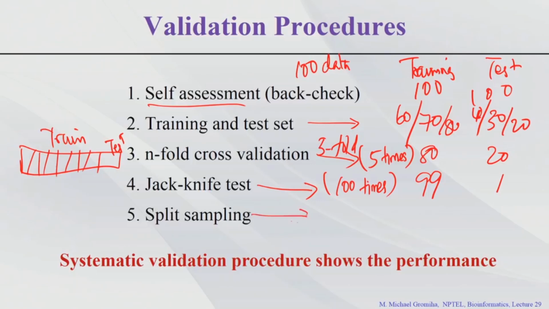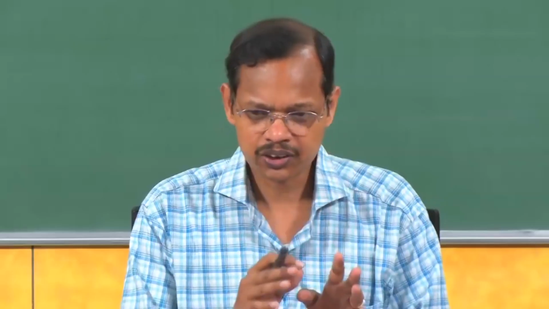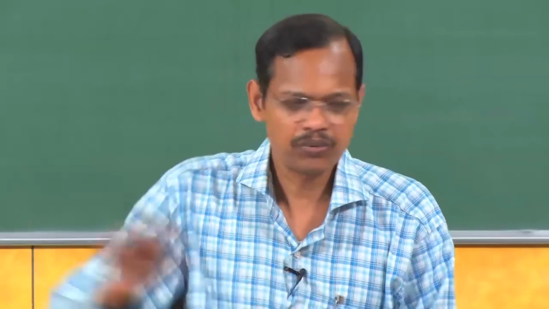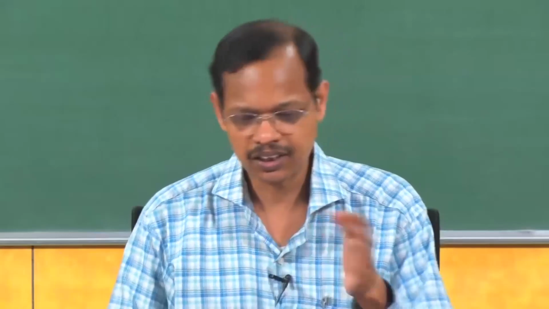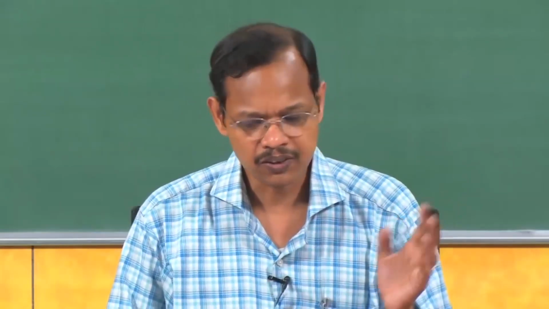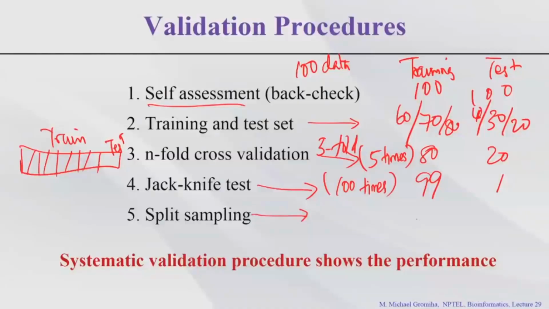Then split sampling: this is random. You randomly choose some set of data for training and get the features, and using that you develop a model and use the model to predict the remaining ones. You can take any random split, for example 65-35 and so on, any numbers you can take.